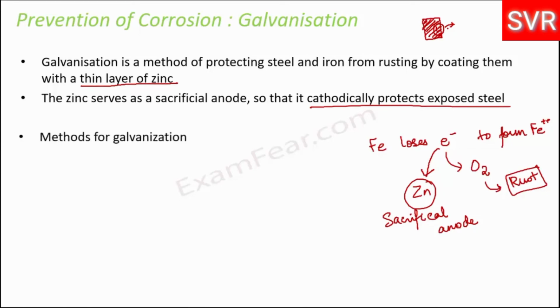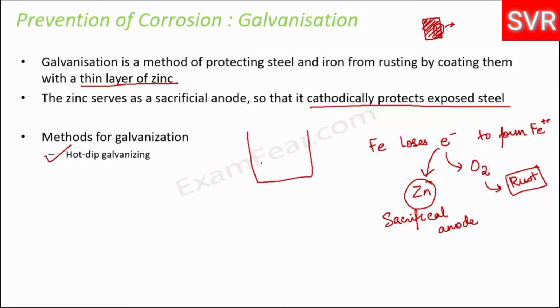Now there are several ways by which galvanization takes place, as in how do we put this coating of zinc on iron. There are two different methods. One is hot dip galvanizing, wherein iron or steel is dipped in molten zinc. So you have molten zinc and you dip iron or steel into that molten zinc. That is called hot dip galvanizing, because you dip the metal to get a layer of the zinc.